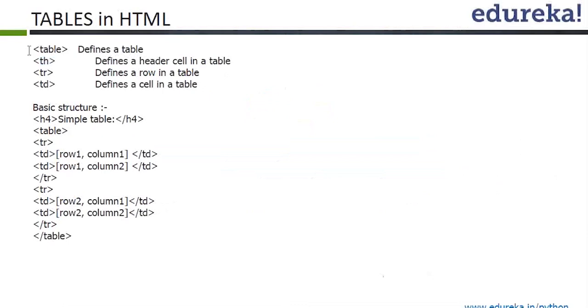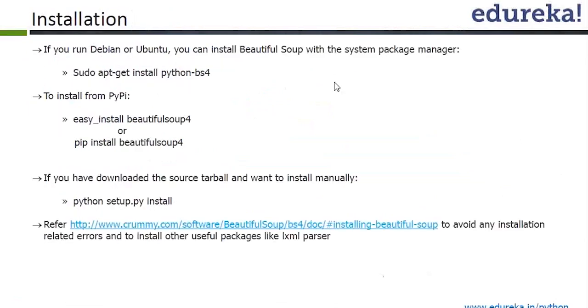So I was explaining to you guys about HTML tags. This defines a table, with the less than and greater than symbols. Inside that, if you write something, the table tag defines a table, TH defines a header cell in the table, TR defines a row in a table, and TD defines a cell in a table. So that's how HTML is organized.